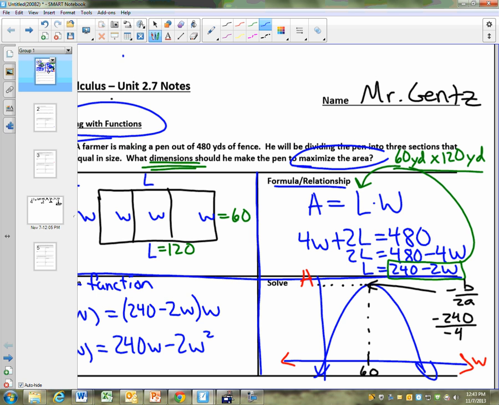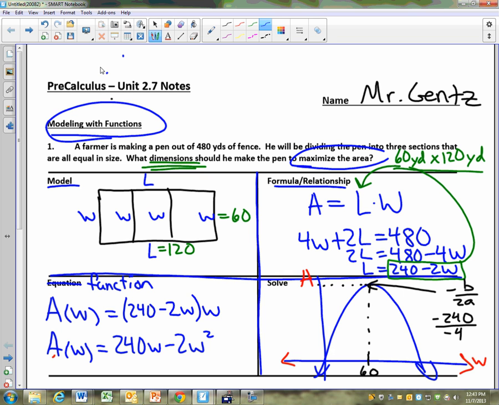Yes. W on the outside came from right here. 240 minus 2W is L times W. So that's the W on the outside right here. Good question.